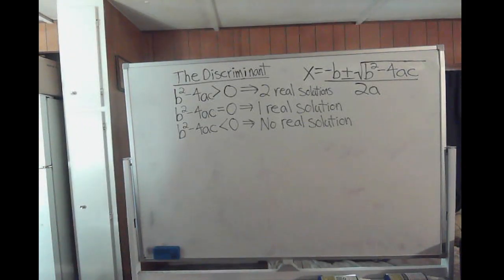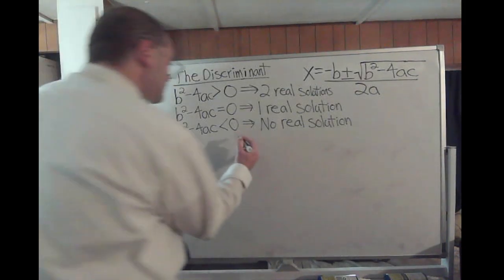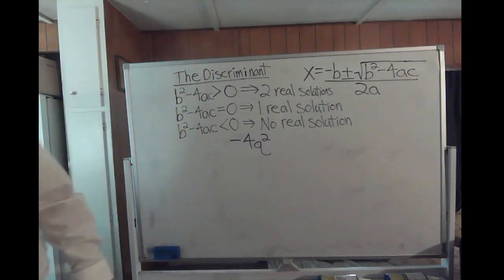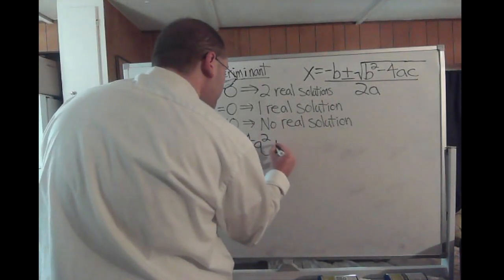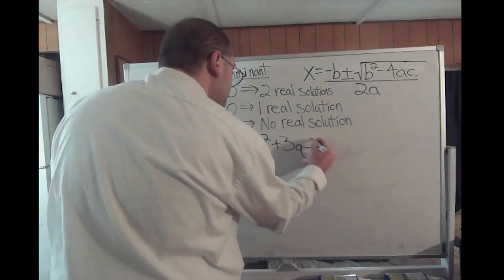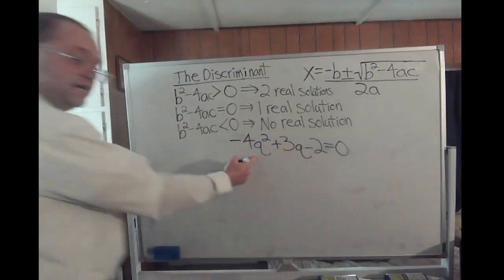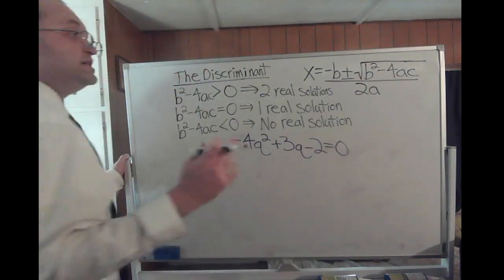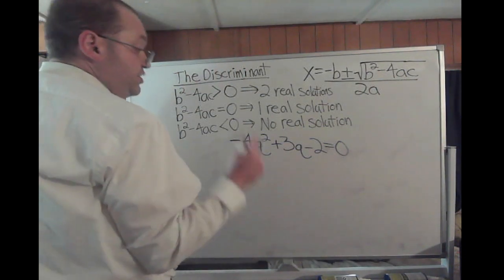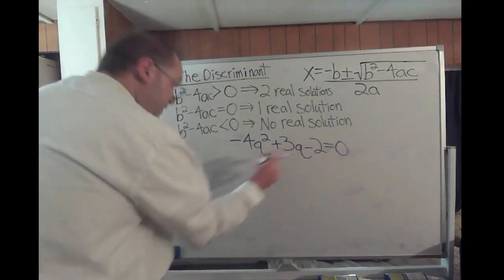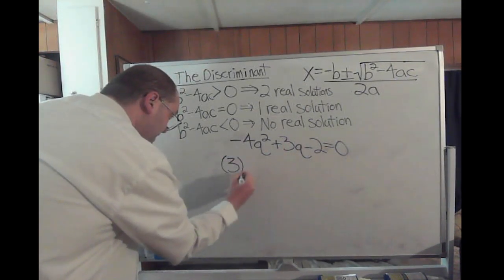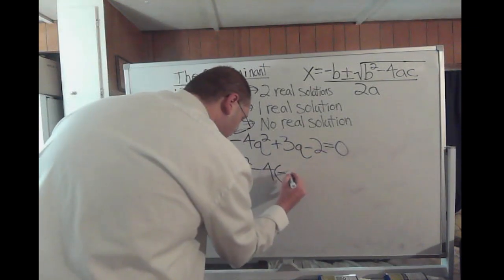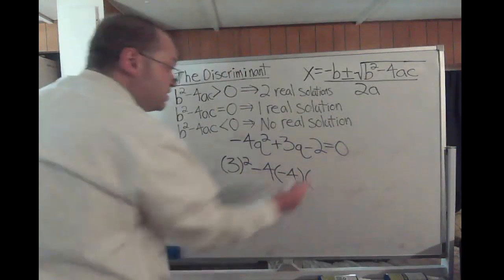All right, one last problem. Let's see, we have negative 4q squared plus 3q minus 2 equal to 0. So negative 4q squared plus 3q minus 2 equals 0. So let's do our discriminant again of b squared minus 4ac. Now your b coefficient is going to be 3, so you'll start as 3 to the second power minus 4 times your a coefficient of negative 4 times your c coefficient of negative 2.